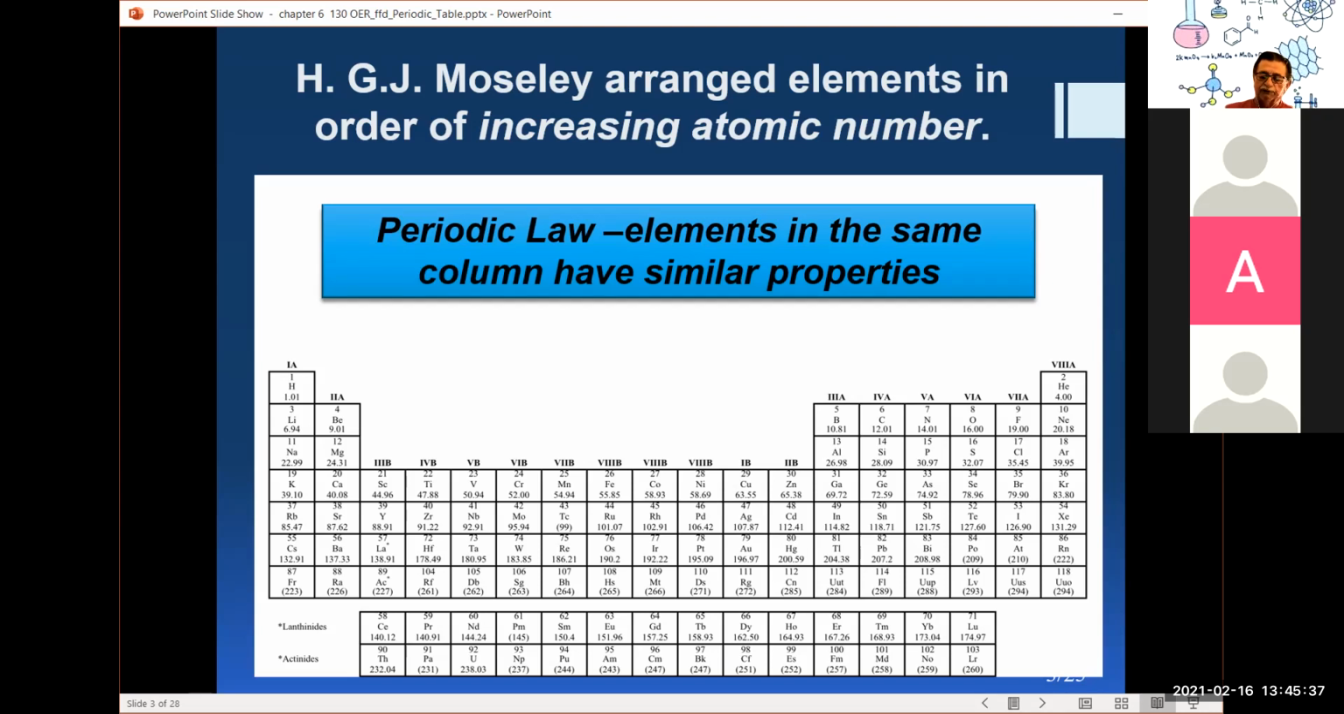So we have what's called the periodic law. Elements in the same column have similar properties. We know that that's the case now because of the same number of valence electrons.